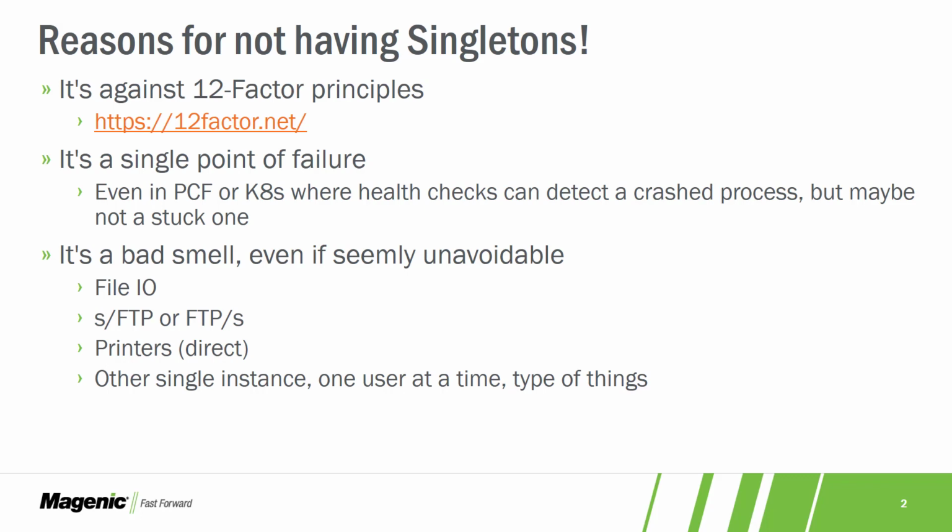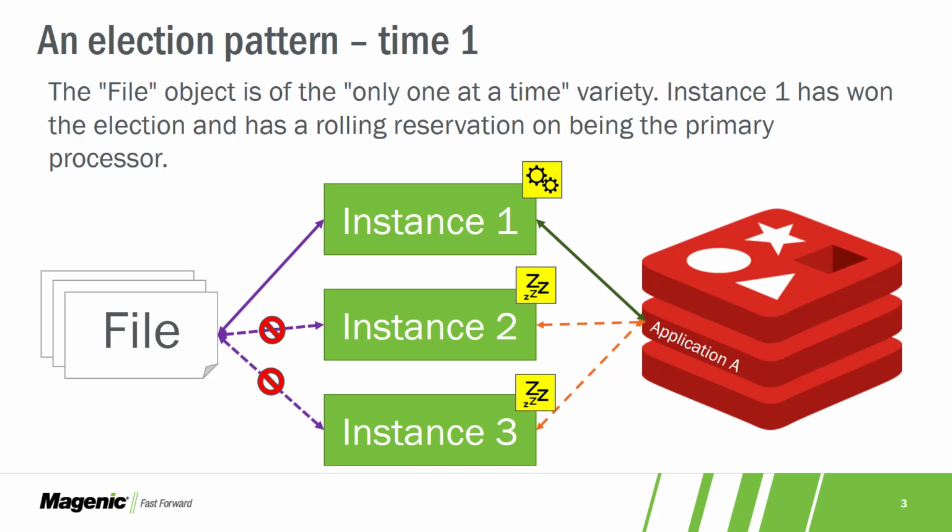So how do we avoid doing that? Well, the answer is an election pattern. In an election pattern, we have an observer whose job it is to be the repository for which instance is currently the authorized instance to process. So fundamentally, what we're talking about is a cross-process, cross-machine, maybe even cross-network mutex. Instance one can be processing and the other instances can't, or some combination, but only one at a time.